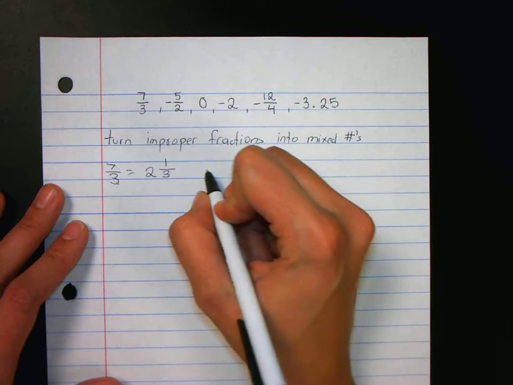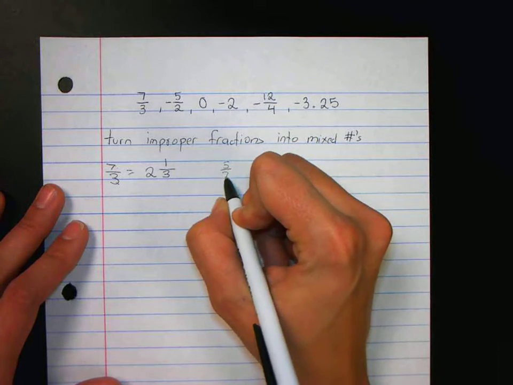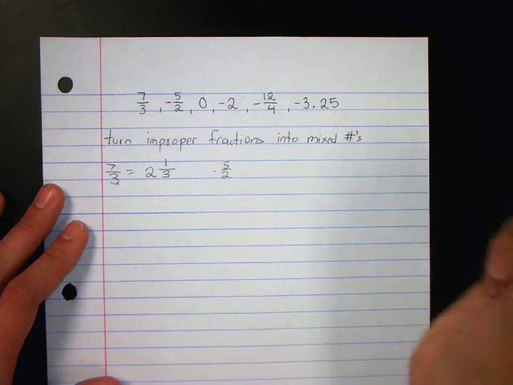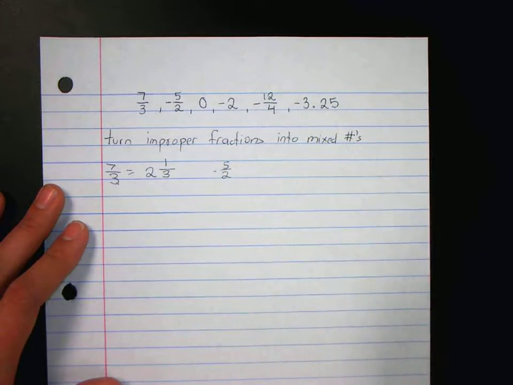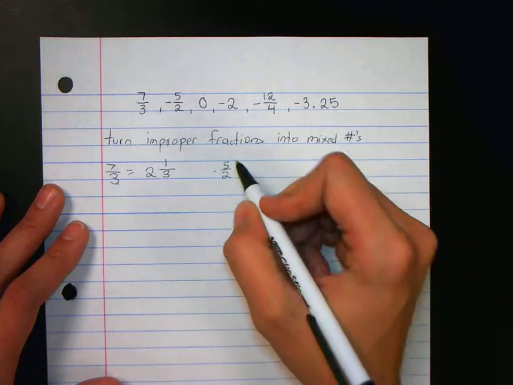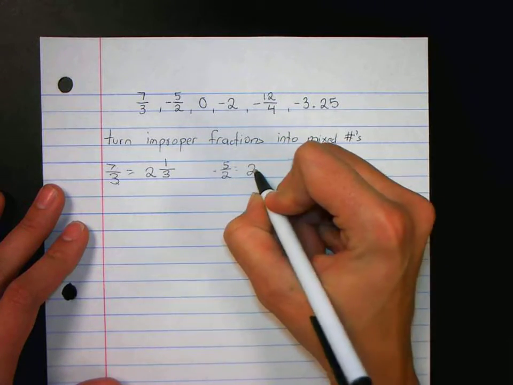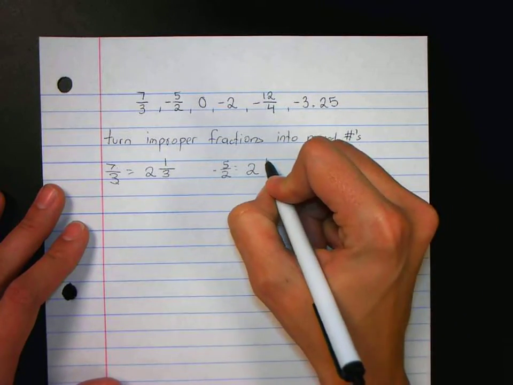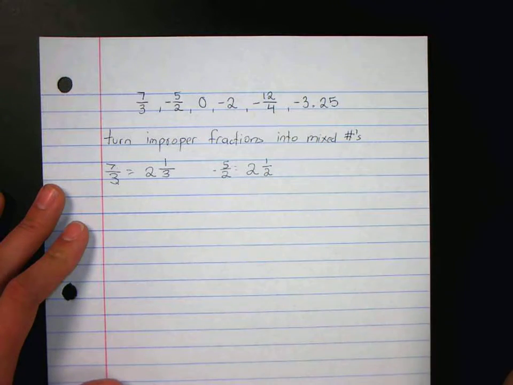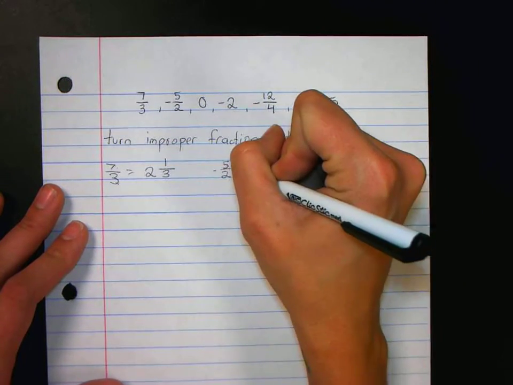So we have -5/2. The negative's kind of just along for the ride, so just bring it along with you. We want to see how many times 2 goes into 5. That's going to be 2 times. 2 times 2 is 4. We've got 1 left over, and we bring our denominator with us, so we now have 2 1/2. Don't forget that negative, so it's -2 1/2.